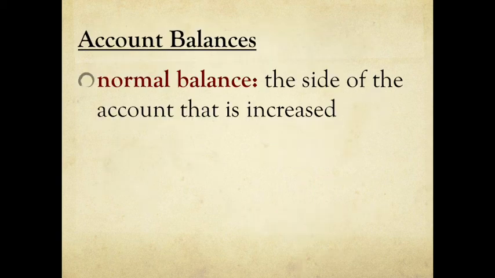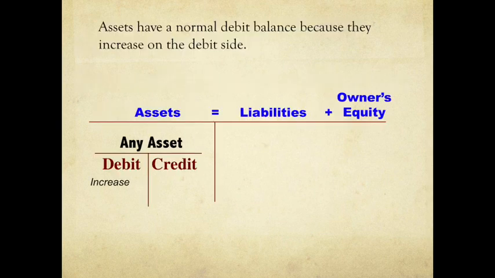So the normal balance then is the side of the account that is increased. So wherever your increased side is, that's where your normal balance is. And the normal balance, for example, is the balance in each of these accounts. Okay, your normal balance is either a debit or a credit. So let's take a look at what we had from before. Assets have a normal debit balance because they increase on the debit side. Okay, so your normal balance is going to be on the side of the account that increases.